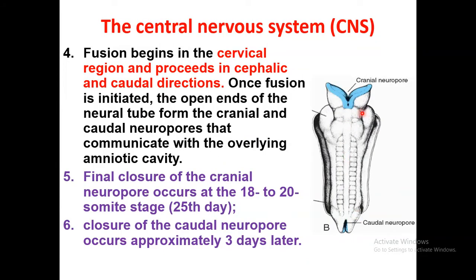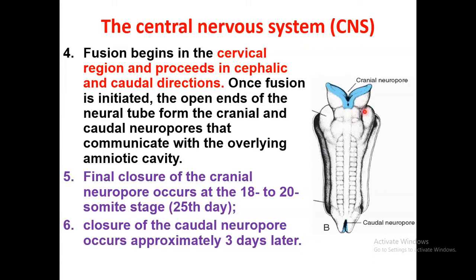Now in the central nervous system, the fusion begins in the cervical region. It means the cranial neuropore, which is also known as the anterior neuropore, closes first. That is the 25th day of development. And the posterior neuropore closes 2 or 3 days later, which means the 27th or 28th day of development.